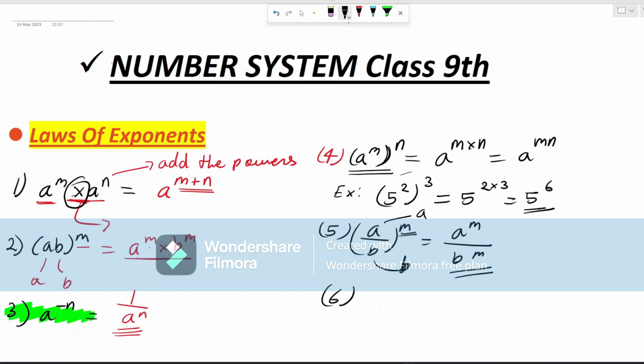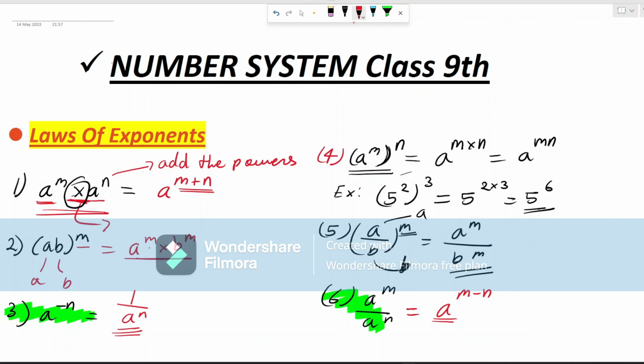Now the sixth one is a to the power m upon a to the power n. Again, this one is important, so I'm highlighting it and solving it with a red pen. Just like I explained in the first rule, if the bases are the same and the powers are different, you have to not add but subtract. a taken as common, m minus n.